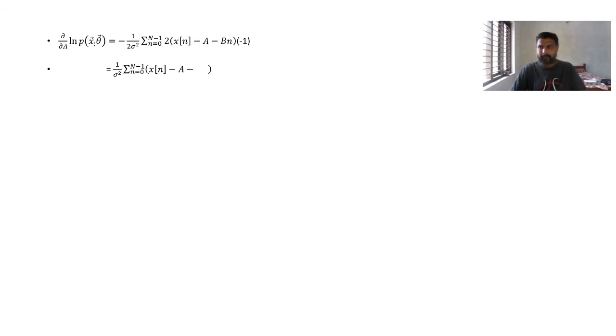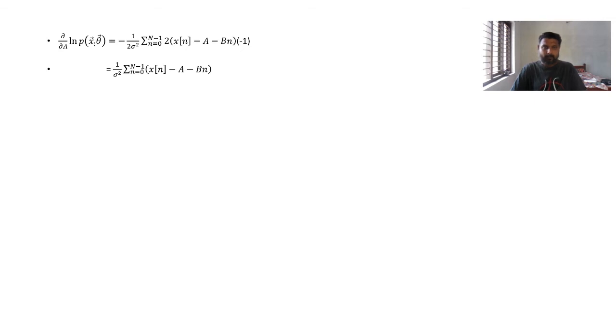Take the differentiation with respect to a, that is dou by dou a of ln of p of x of theta is nothing but minus 1 by 2 sigma square, because the first term will be a constant term, there is no variable a. So minus 1 by 2 sigma square sum n equal to 0 to n minus 1 of 2 into x of n minus a minus b n. With respect to a it will be minus 1, so minus and minus will be positive, 2 and 2 get cancelled, it will be 1 by sigma square sum n equal to 0 to n minus 1 x of n minus a minus b n.